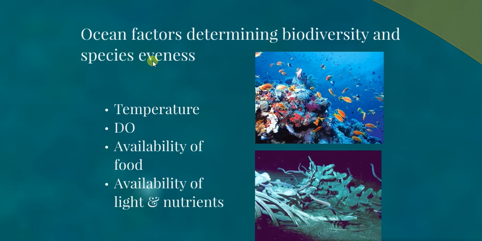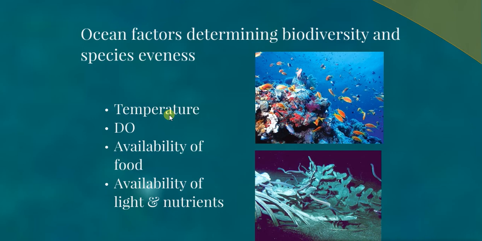So, ocean factors determining biodiversity and species evenness. Remember, species evenness is how even the numbers of different types of organisms are in an ecosystem. So you have 10 angelfish, and you have 10, I can't think of another fish right now, clownfish. They're evenly distributed in their numbers.